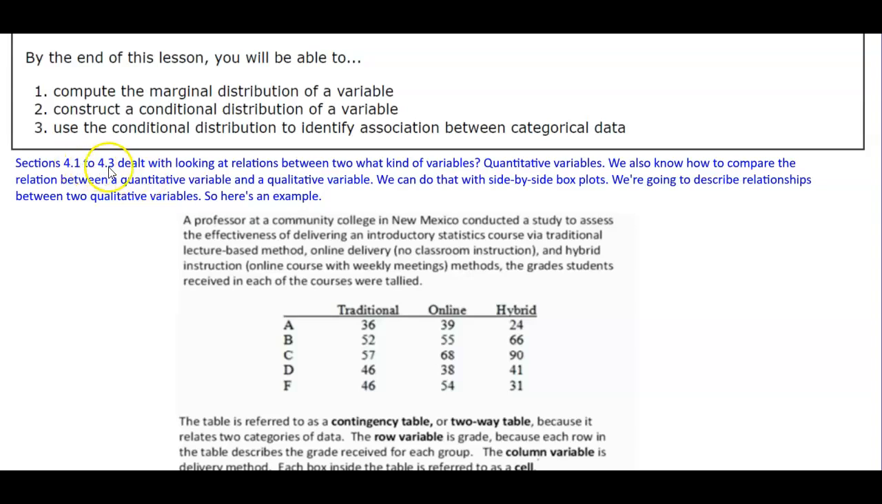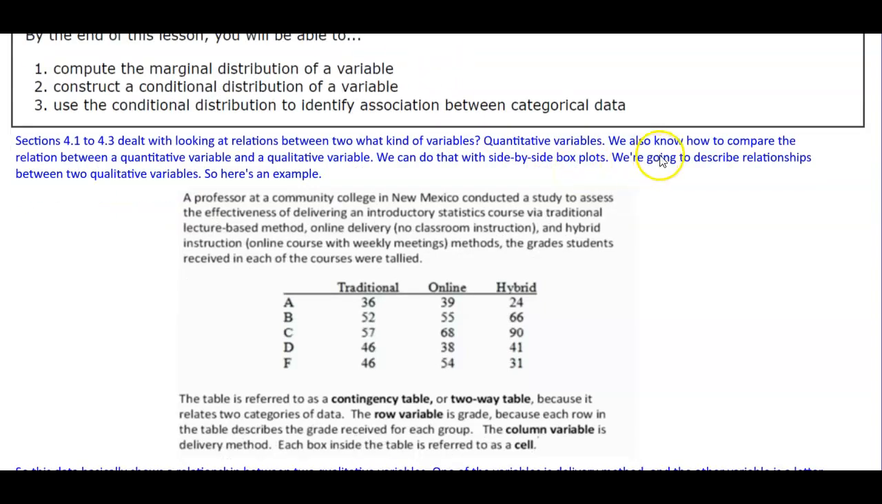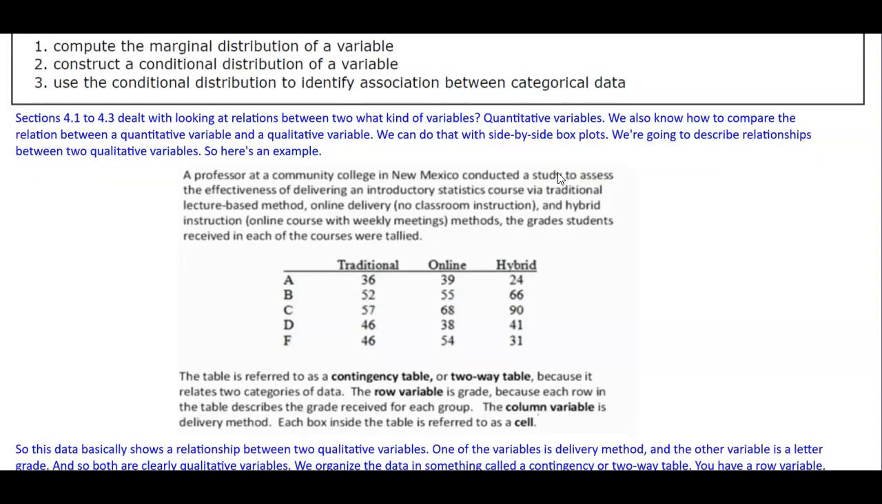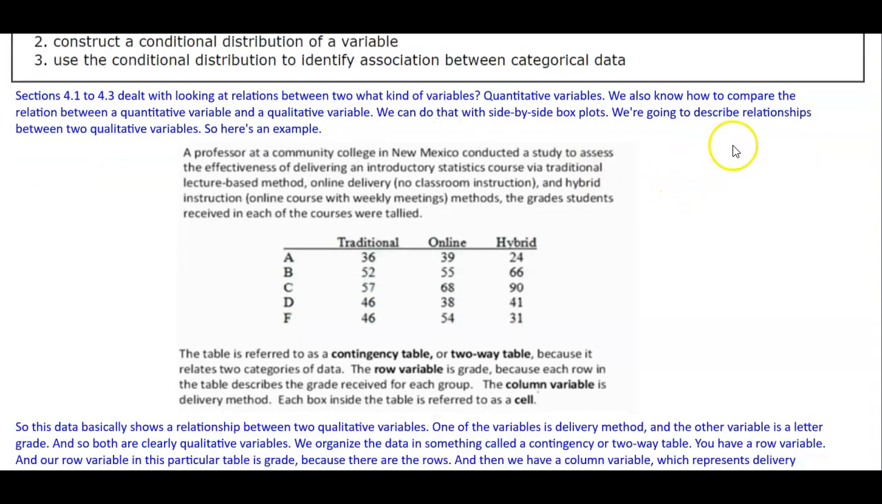Sections 4.1 to 4.3 dealt with looking at relationships between two what kind of variables? They were quantitative variables. We also know how to compare the relation between a quantitative variable and a qualitative variable. We can do that with side-by-side box plots. Now we're going to describe relationships between two qualitative variables.